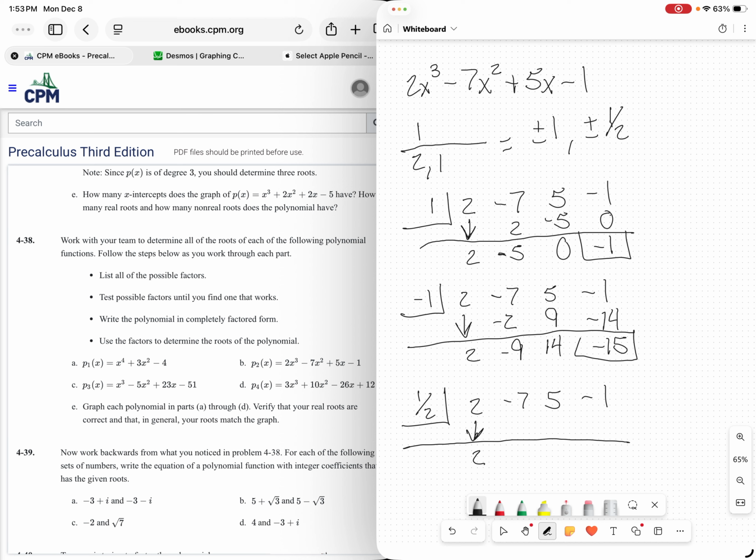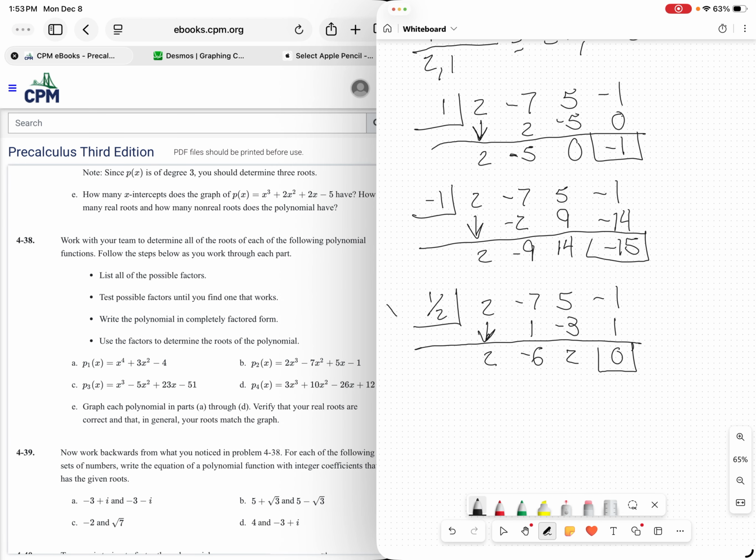Bring down the 2. 2 times 1/2 is 1. Negative 6. Half of negative 6 is negative 3. 2, half of 2 is 1. I get 0. Boom, there's my first solution. x equals 1/2. Okay, well then what am I left with? 2x squared minus 6x plus 2. A quadratic. Well, I can factor out a 2.